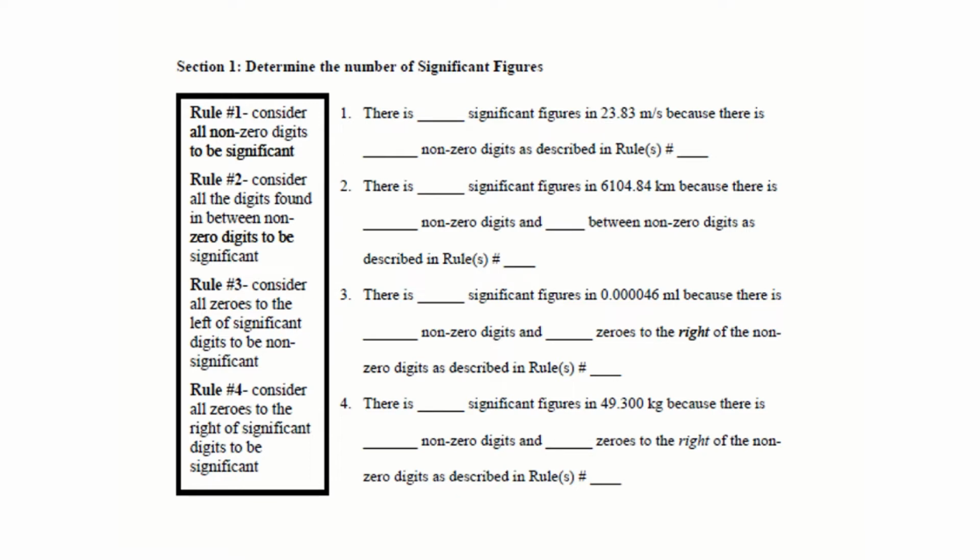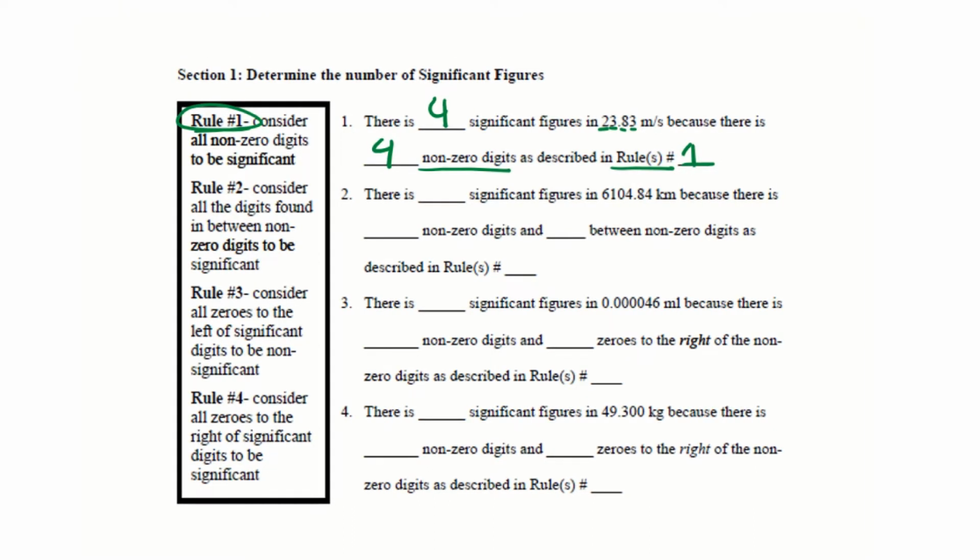So for instance, number 1, there is blank significant figures in 23.83 meters per second because there is blank non-zero digits as described in what rule? So first off, we are going to consider all non-zero digits to be significant. So as we see with this number, there is 1, 2, 3, 4 non-zero digits. So that means 4 non-zero digits as described in what rule? Well, that was rule number 1. So that means that there is a total of 4 significant figures in that value.